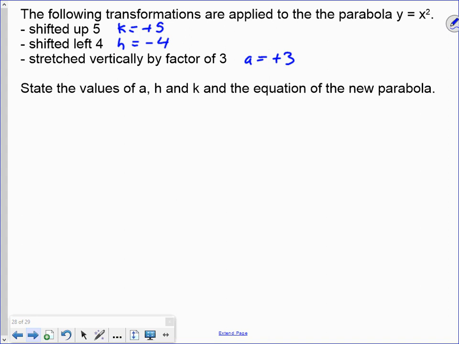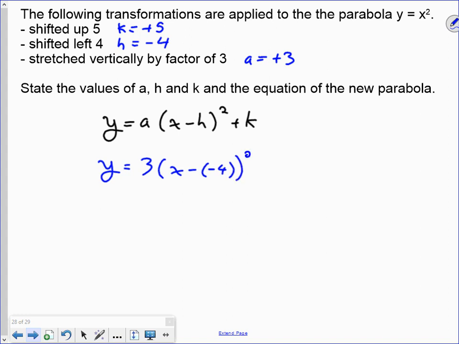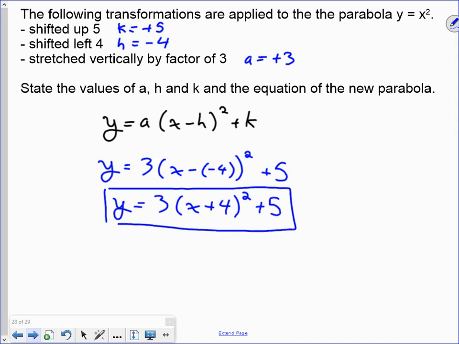So we're going to take these, and we're going to remember that our general form here is y equals a(x minus h) squared plus k. And let's just sub in these values to get our new equation. y equals 3(x minus negative 4) squared, and then k is positive 5. And then in the middle here, we're just going to combine those two negative signs to get a positive sign. And that is the equation of our new parabola.